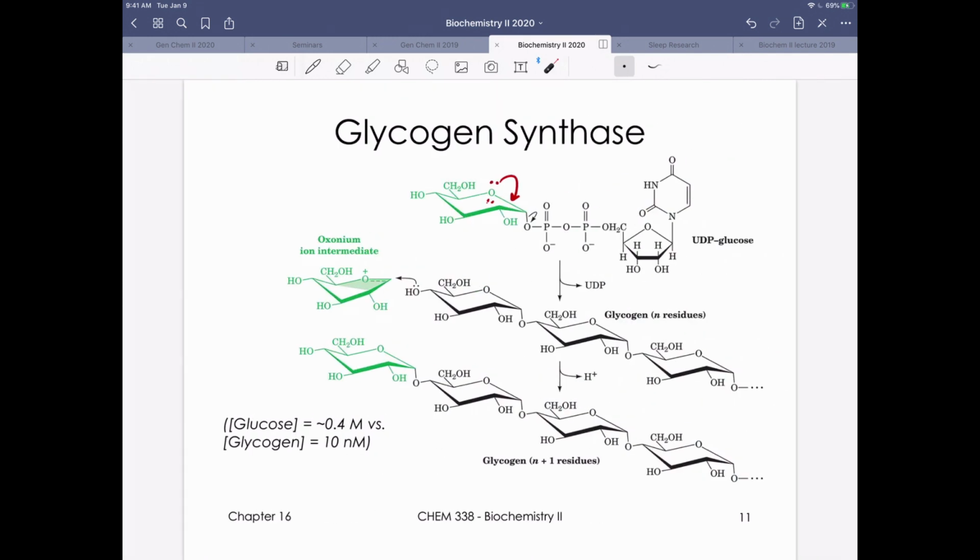So glycogen synthase. Okay, so again, we've got UDP glucose that's here. We're going to have this good leaving group leave, facilitated by departure with these lone pair of electrons on this ring oxygen. We generate this very electrophilic oxonium ion intermediate, and then that's very susceptible to nucleophilic attack by the C4 hydroxyl of a growing glycogen chain. Again, nucleophilic attack here is going to generate this alpha-1,4 glycosidic linkage.